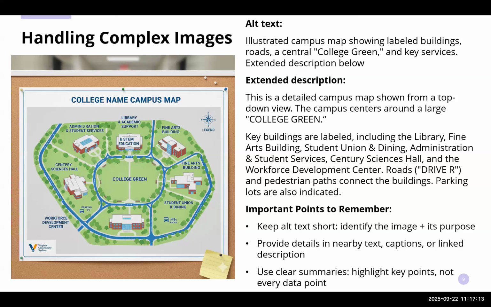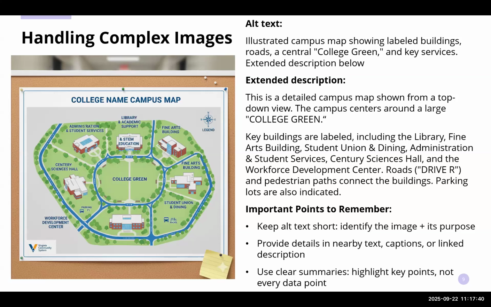It could be a nearby caption, a descriptive link, or a data table, anything. Just mention it clearly. The alt text should briefly identify the image and its purpose. That's it. For our example, something like: illustrated campus map showing labeled buildings, roads, a central college, and key services.